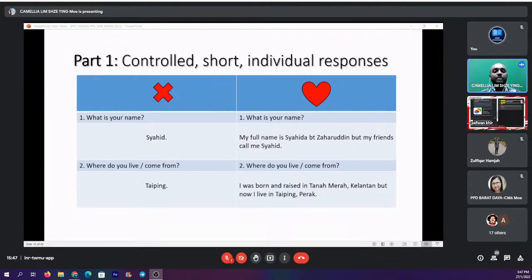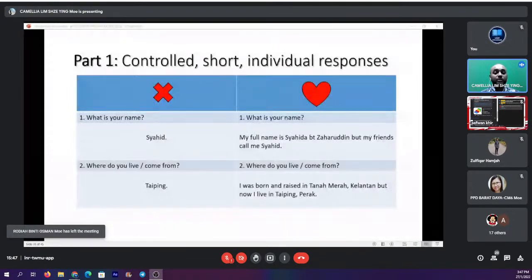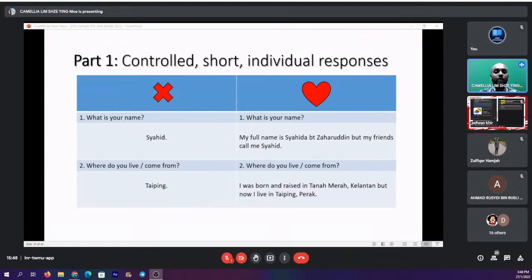So obviously it would be preferable if they could provide longer responses as shown in the second column here. Okay, the column on our right. So instead of just answering, when asked, what is your name? Instead of just answering Shahid, they can perhaps mention their full name followed by what they prefer to be called. So teachers, we need to anchor this technique to a formula. Okay. So that's what we are here for today, just to share our classroom practices.